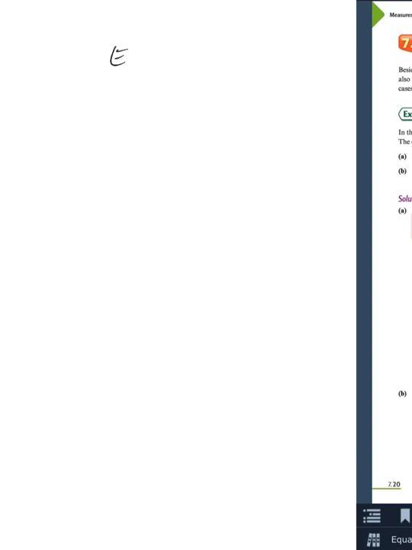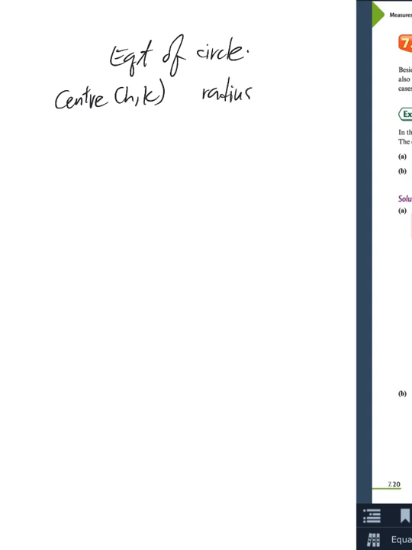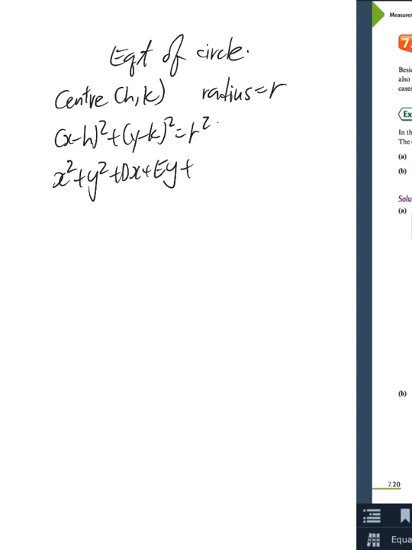Alright, equation of circle. Remember, the most important part in this chapter is to find out the center. We use h, k to denote the center and r to denote the radius. Then the standard form should be (x minus h) squared plus (y minus k) squared equals r squared. And then the general form, x squared plus y squared plus dx plus ey plus f equals 0. Remember the first two terms must be x squared plus y squared. That means the coefficient must be 1.